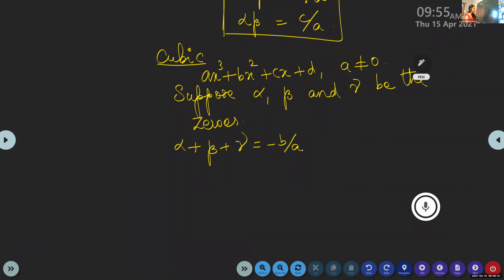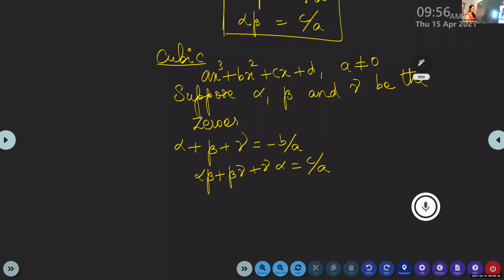Prajot, can you give the next relation? What's the next relation? Alpha beta plus beta gamma plus gamma alpha is equal to c by a.